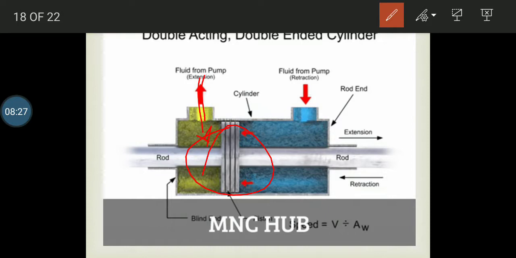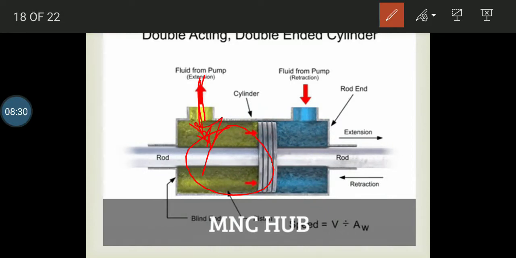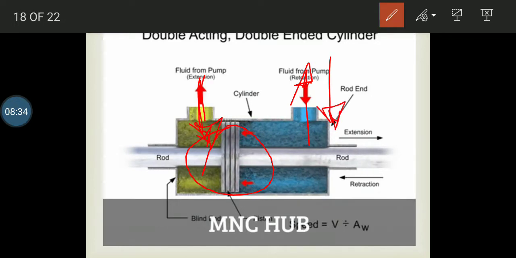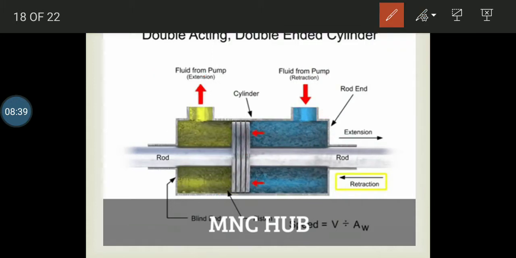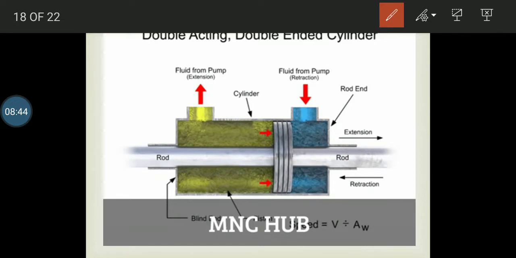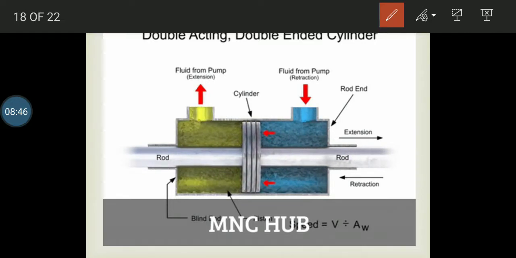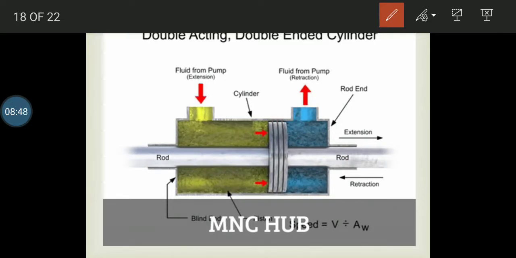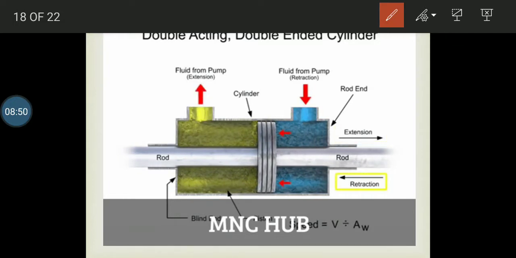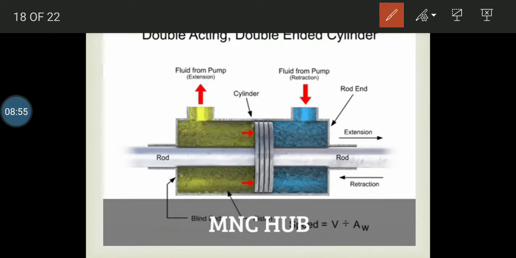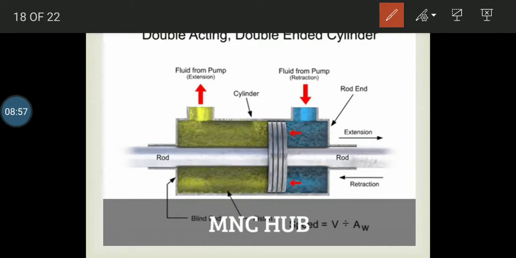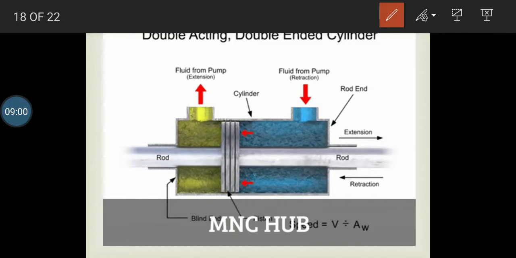When the first port is filling, the second port gets discharged, and when the second port gets filled, the first port gets discharged. This is a simultaneous working of the first and second port, because of which we are calling it a double acting cylinder. It is actually double acting. Both the ports are double acting. Firstly it is acting sometime in the suction mode, and then it is acting in the delivery mode. So this is a complete dual nature of the pump, because of which we call it a double acting cylinder.